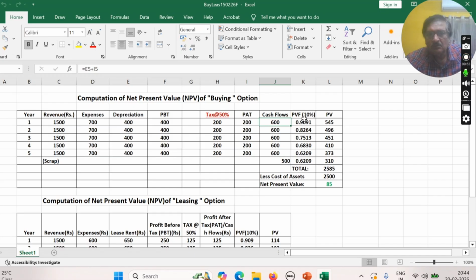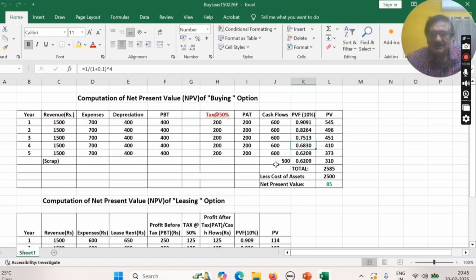And what is the present value? The discount factor after 1 year at the rate of 10% is 0.9091. If you multiply this with this, you will get the present value. In this way, I have just copied the formula, so you will get the present value for all the years. The discount rate is given for the appropriate year. Say this is the discount rate after the 4th year. The formula is given here: 1 by 1 plus 0.2 to the power 4. As it is the 4th year, that's why in this way the discount factor is calculated.